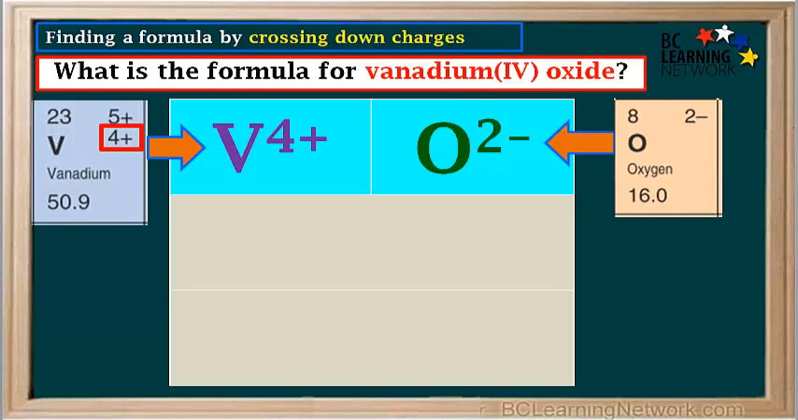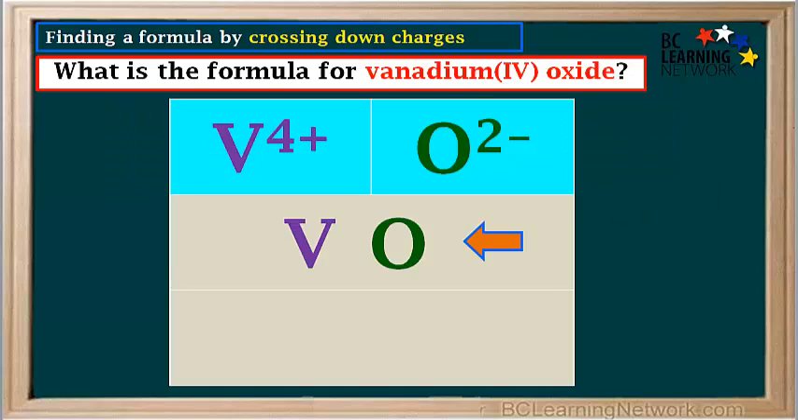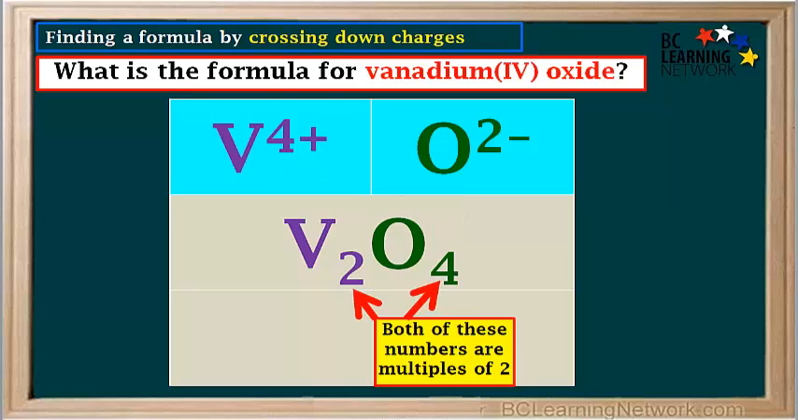Now we jot these 2 ions down here. We write the symbols without any subscripts here, with a space between them. The charge on oxide is 2-, so we bring the 2 down here and write it by the vanadium. Like this. Remember, we leave the negative charge behind. The charge on vanadium is 4+, so we bring down the 4 and write it next to the oxygen. Like this. However, this formula is not correct yet.